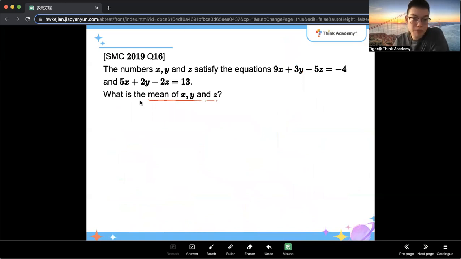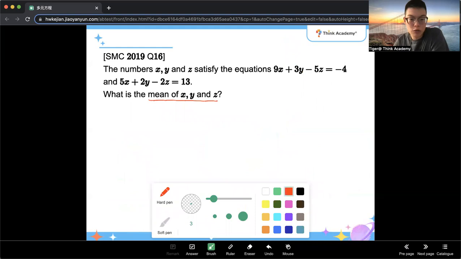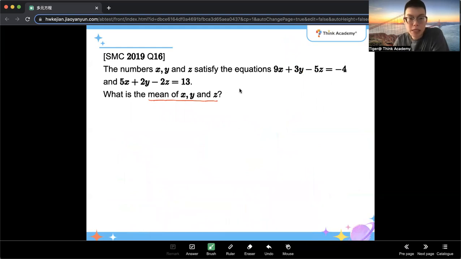And then for this one question, because it's looking for the mean of x, y, and z, it means that I'm looking for x adding y adding z divided by 3, right? And then we also know that for 3 unknowns and just 2 equations, I would not be able to find a definite solution out of these 2 equations, which means that in the end, I'm not trying to solve for x or y or z. I am trying to solve for x adding y adding z, and I can divide that by 3.